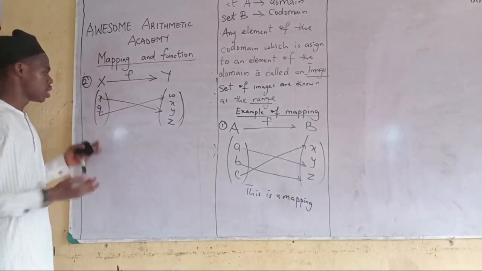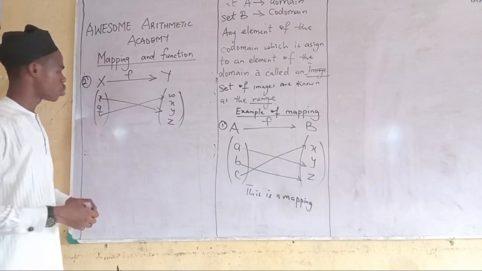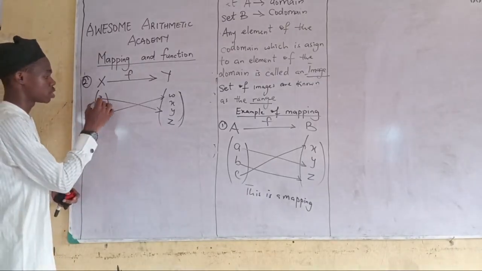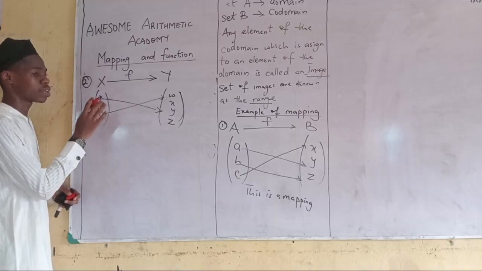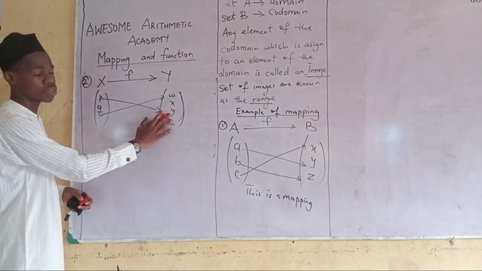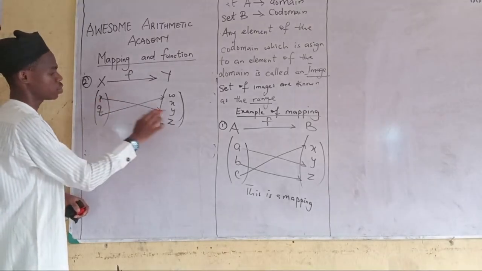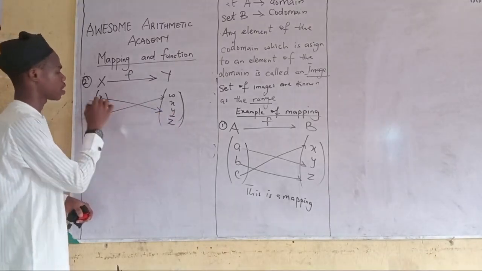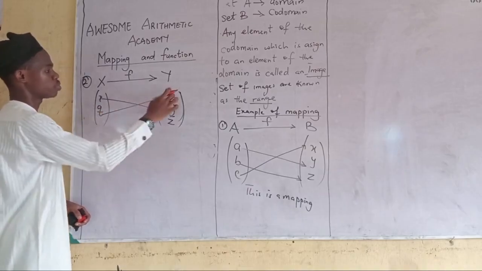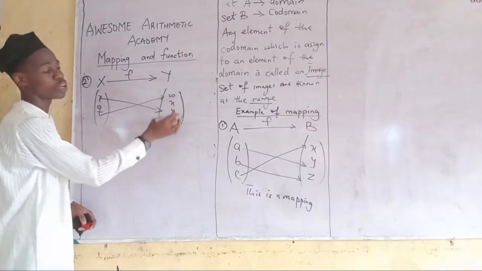An example you can use to understand this is to take this side as children and this side as men. It is very sure that all children must have a father, that is P to Y, that is Y is the father of P, Q to W, that is W is the father of Q. But it's possible for men not to have children.